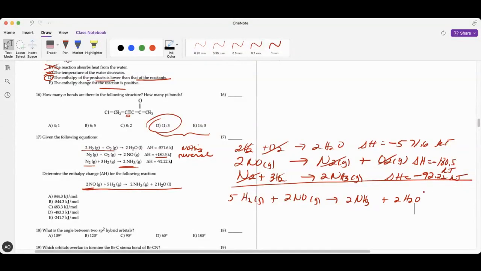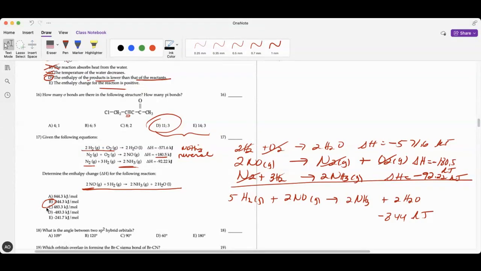And then I just go ahead and add the delta H's. So was that a negative 570? Yeah, negative 571. Negative 571 plus a negative 180.5 plus a negative 92.22. And that gives me a negative 844 kilojoules. So that looks like B is the answer there.